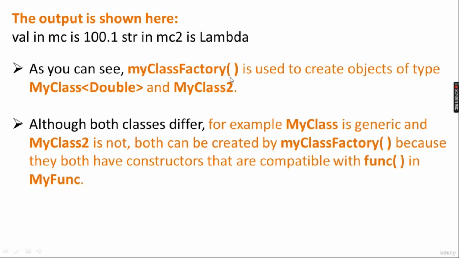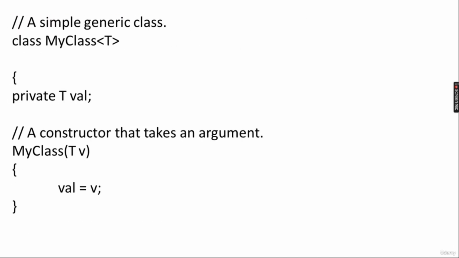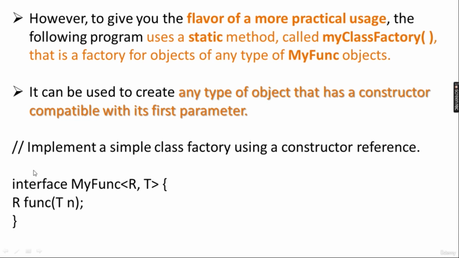My class factory is used to create objects of type my class double and my class 2. Both classes are still different, but my class is generic and my class 2 is not generic. But both can be created by my class factory, because they both have constructors that are compatible with the function, my function. Okay, so both have the constructors. What are the constructors we have just seen? That is the type compatible with this: taking the parameter as T, returning R.